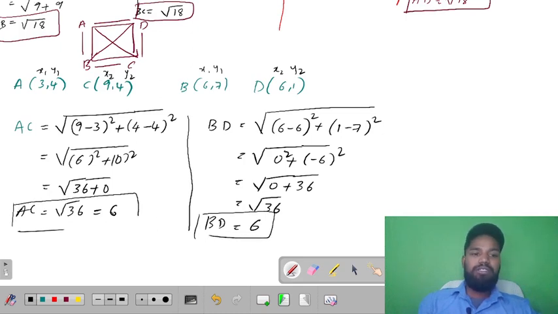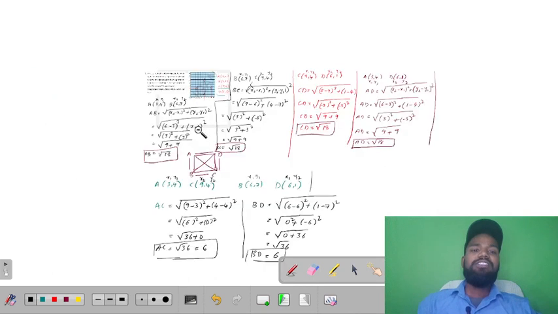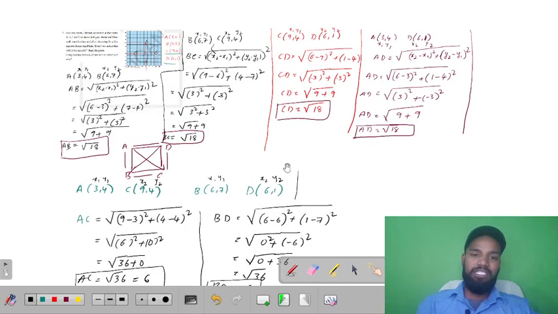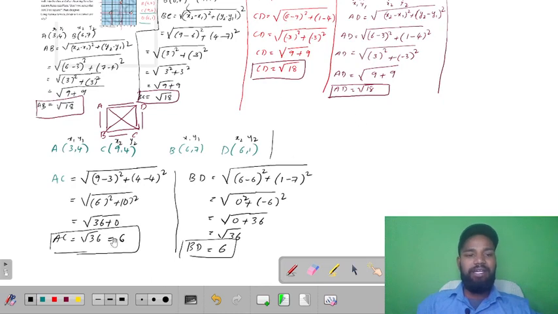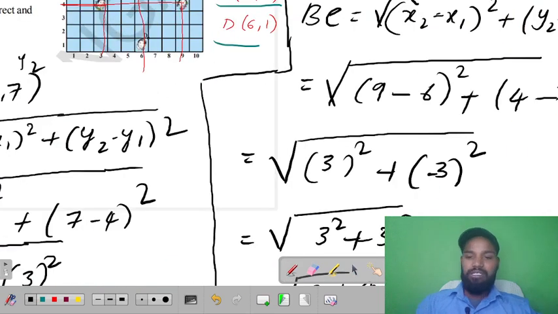So I am ending the problem. We confirm that the given thing is a square. Why? Because all sides are equal, and at the same time the diagonals are also equal. See here, all sides are equal and the diagonals are also equal. So we will conclude who is correct here.